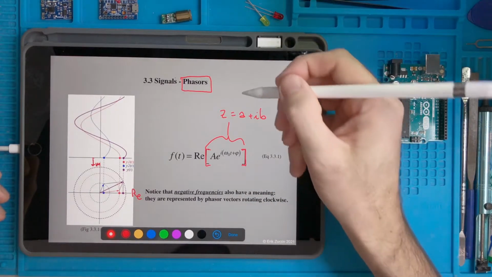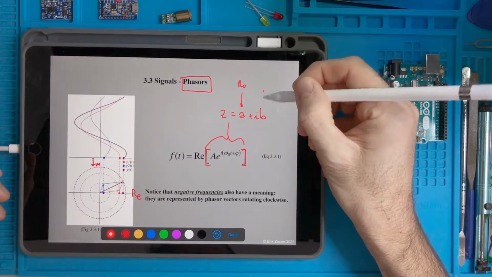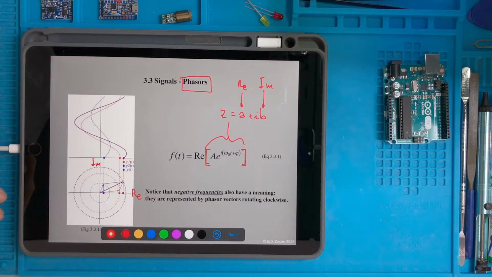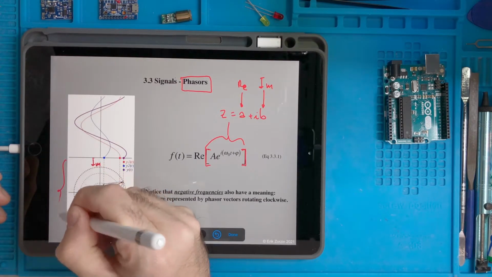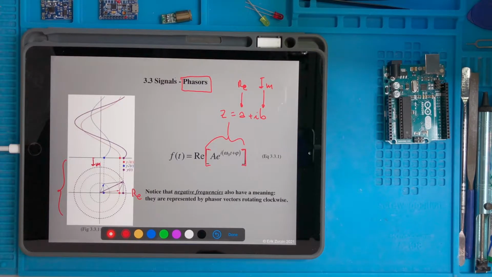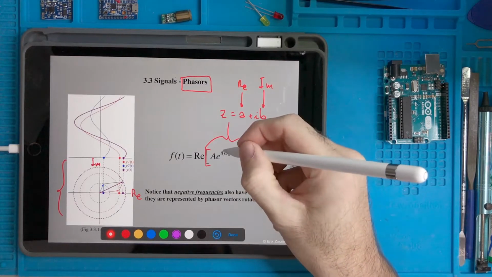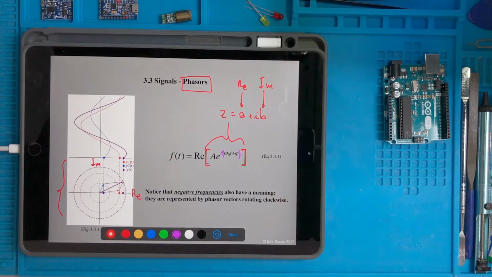A is the real part and b is the imaginary part, and therefore we can plot it as a vector in this real and imaginary complex plane. A vector having a certain angle, which is the angle indicated here in this parenthesis, omega 0, which is a certain frequency, multiply t plus the initial angle phi.